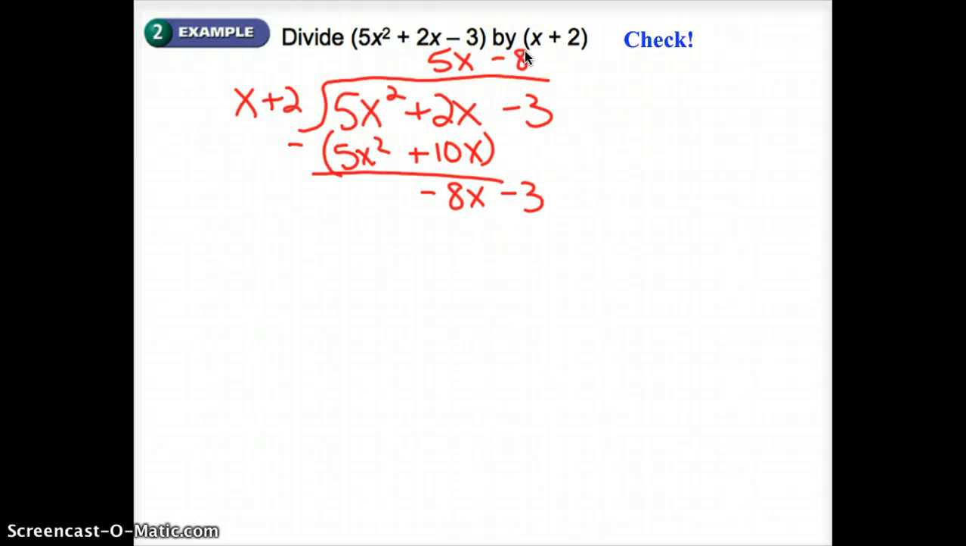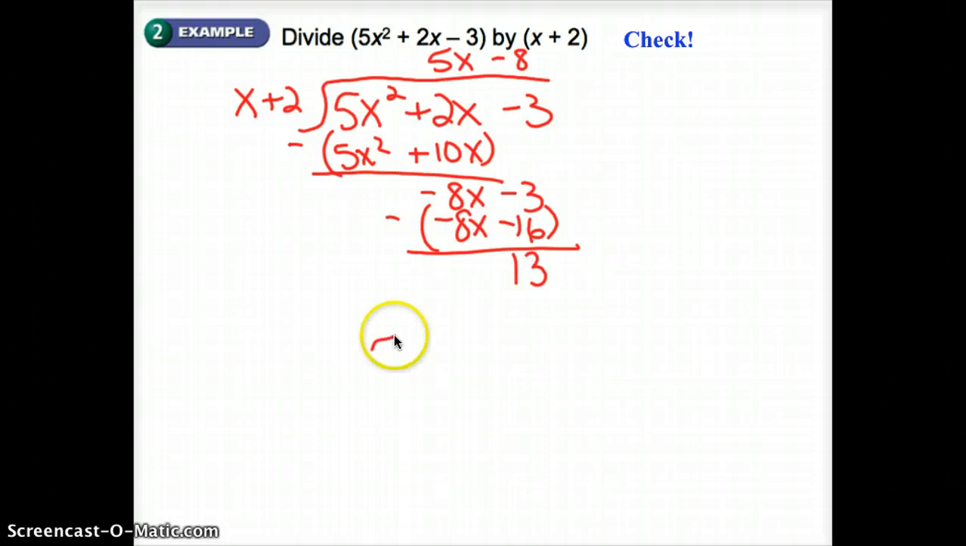Then I'm going to multiply. Negative 8 times x is negative 8x. Negative 8 times 2 is negative 16. And I'm going to subtract. Okay, so negative 8x minus negative 8x, nothing. Negative 3 minus negative 16 is positive 13. That's my remainder. And my answer should be 5x minus 8 plus 13 over x plus 2.